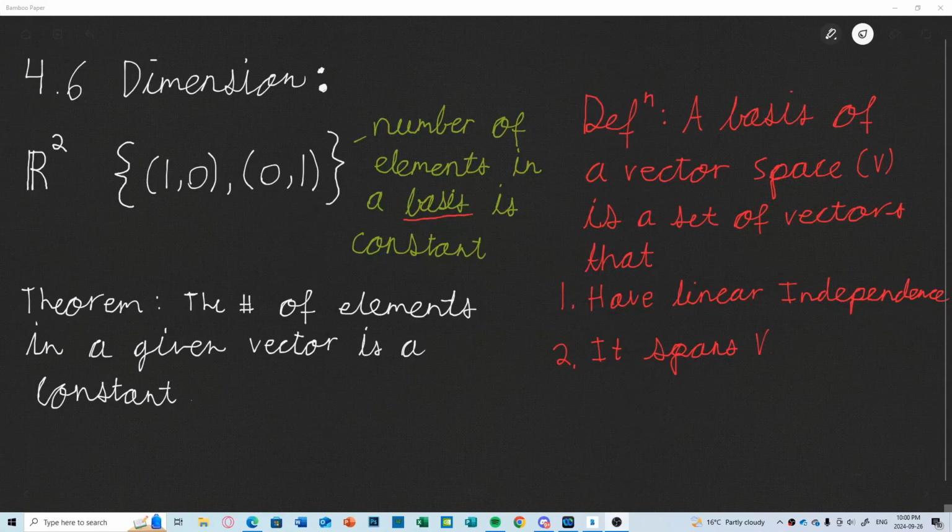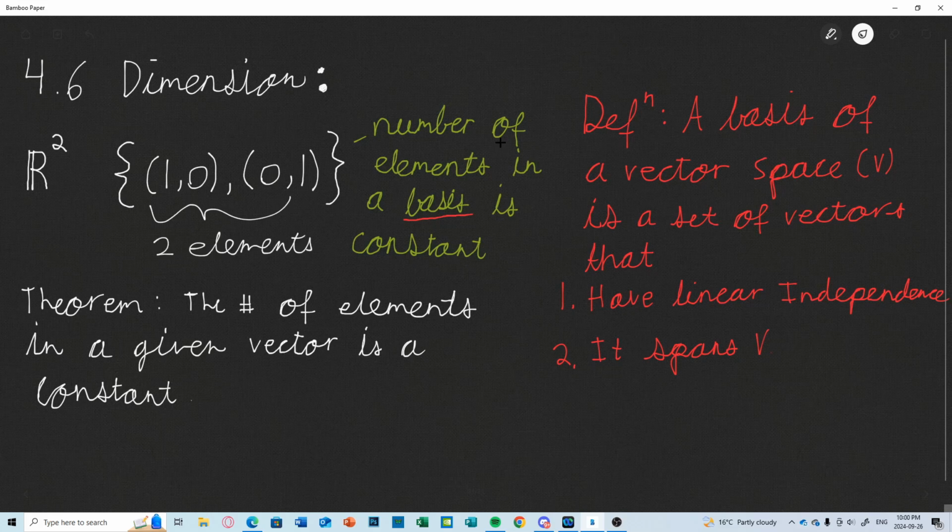Alright, today we're going to be going over chapter 4.6 in linear algebra, which is dimension. Dimension is the number of elements in a basis for a vector space. For example, if we have the dimension of R2, we will have two elements in the space, because it is R2 of (1, 0) and (0, 1).